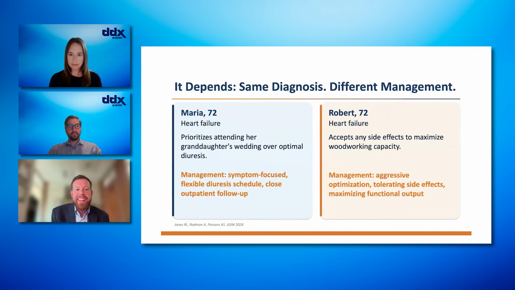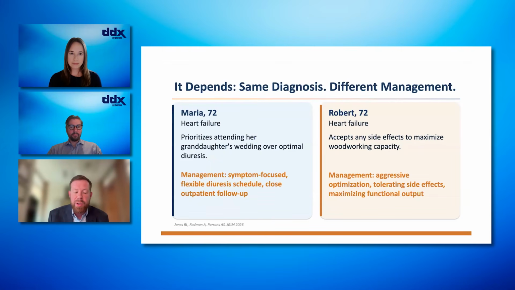Now, I mentioned that it depends. That's almost always the answer to a proposed management plan, which is it depends. You can have the same diagnosis and you can have different management. Here are two patients, Maria and Robert. Let's say both are 72, both have heart failure. Same diagnosis, same evidence base, but let's look at how the management might be different.